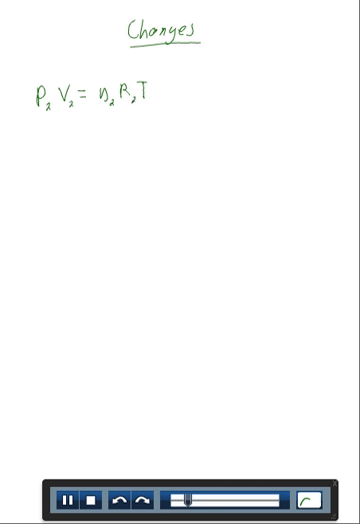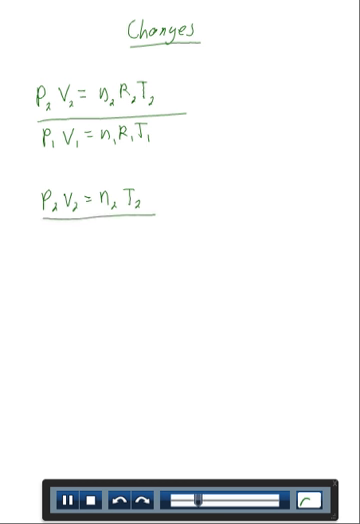I'll use a 2 subscript, and for the initial conditions I'll use a 1 subscript. So R doesn't change, and so you'll notice immediately that R cancels. So I'll have P2V2 equals nRT2. R is a constant, so it doesn't change even if we change the conditions.